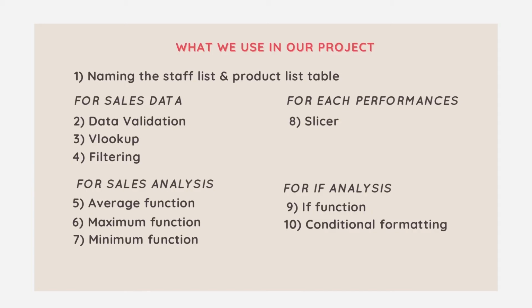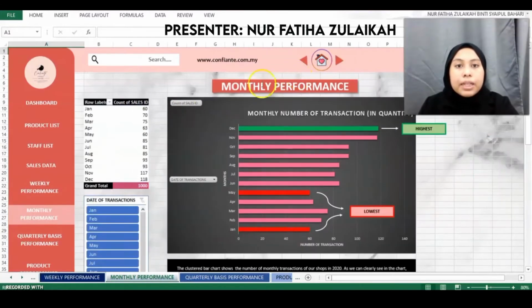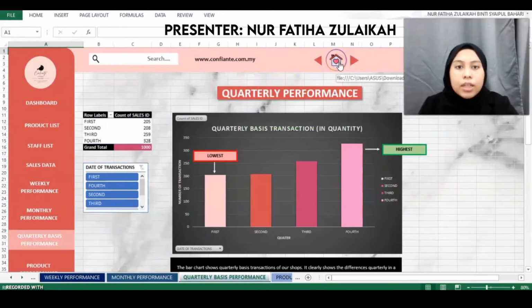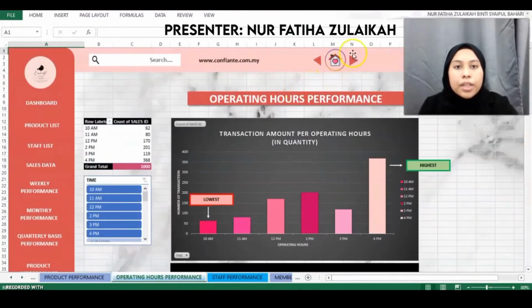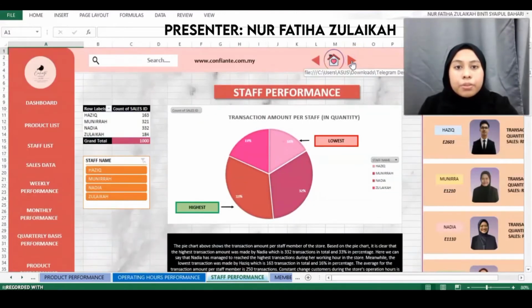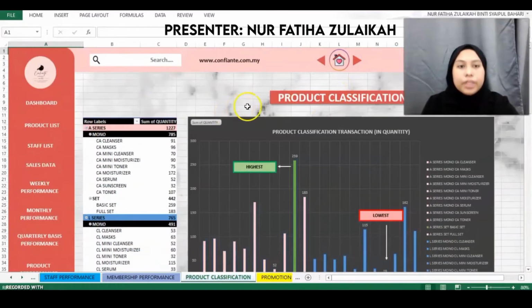My name is Nurfatia Zulaika Bidisnahu Bahari. So now I'm going to explain more about performance and product classification. So here we have provided weekly performance, monthly performance, quarterly performance, product performance, operating hours performance, staff performance, membership performance, and product classification.